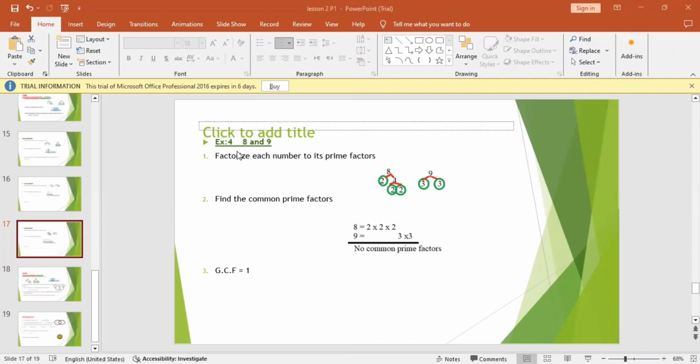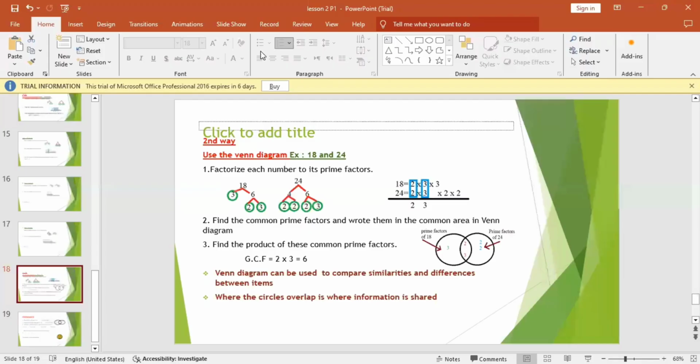The GCF of 8 and 9. We will factorize 8: 2, 2, 2. 9, 3 by 3. Let's put 2 times 2 times 2, but I don't have here any 2, so I will put 3 and 3 outside. No common prime factors, so the GCF is 1. So when I don't have any common factor, always the GCF will be 1.